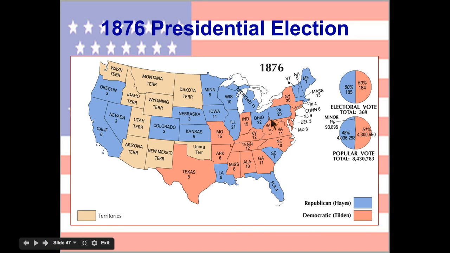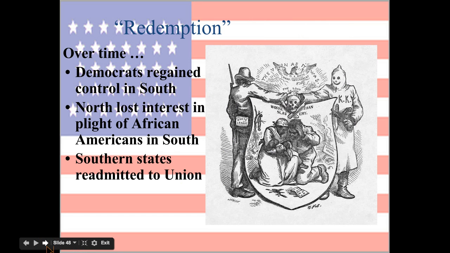And you're going to see on this graph that Samuel Tilden is going to win the majority of the popular vote, but he is going to be somewhat short of the Electoral College vote. So he's only one vote difference in the Electoral College. And so there's going to be a little bit of a debate about who is actually going to win that election. In the South at this time, you have people that are calling themselves Redeemers, and these are Democrats.